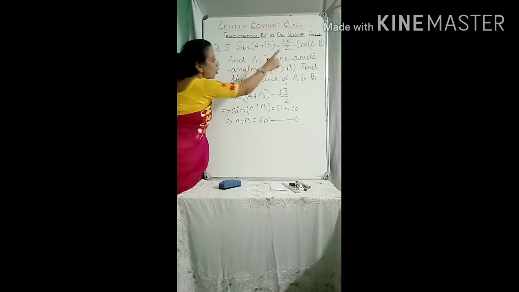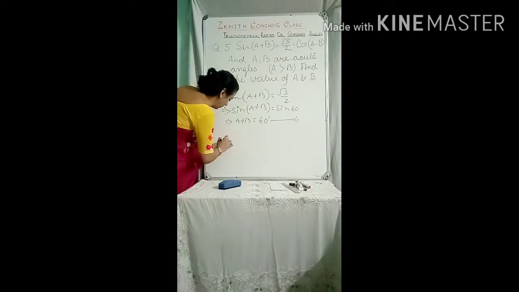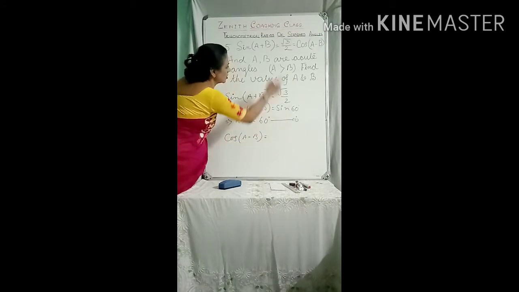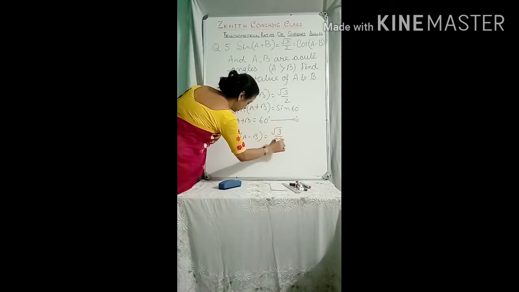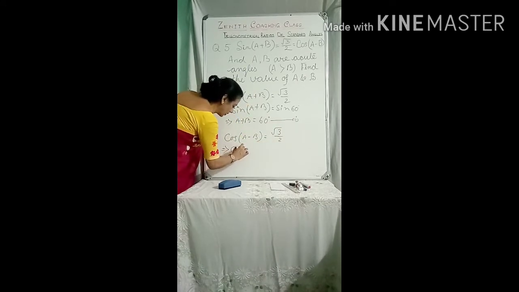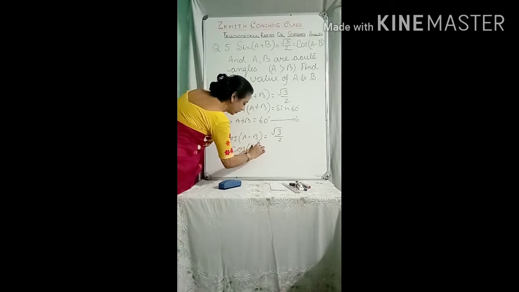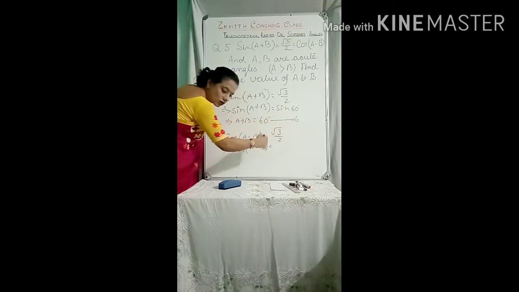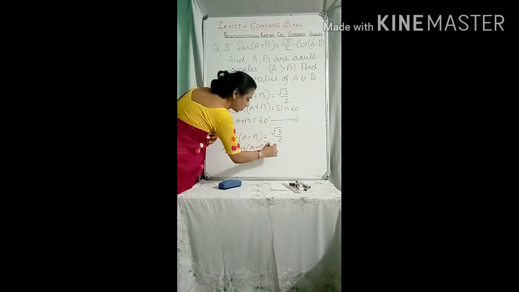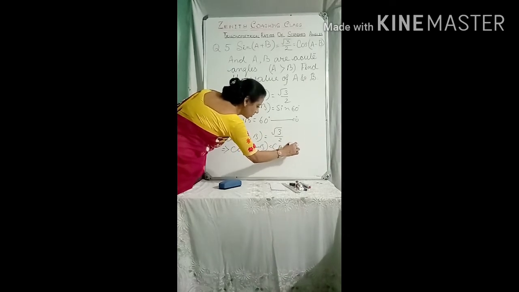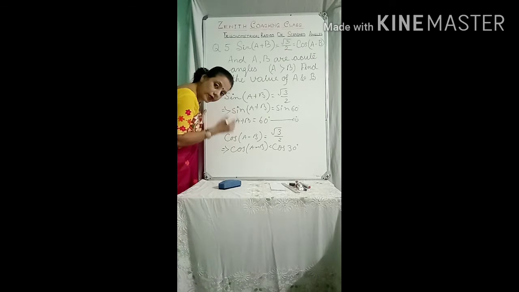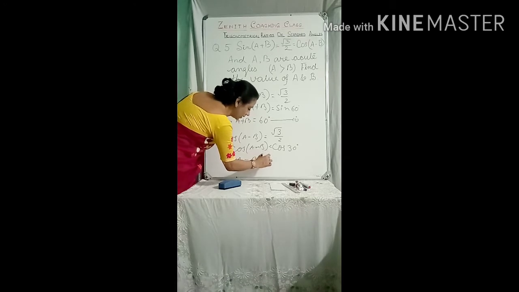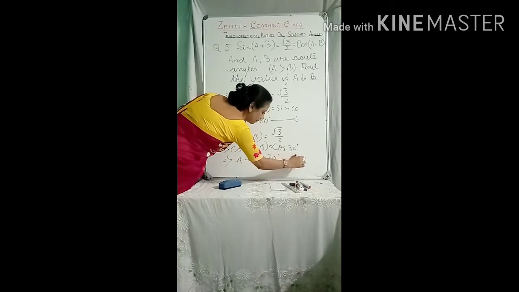Okay. Now cos(A minus B) equals root 3 by 2. So cos(A minus B) is also root 3 by 2. So this implies that cos(A minus B) equals cos 30 degree. What is sin 60 degree? That is cos 30 degree. So here is cos and here is cos, so we can cancel this. So A minus B equals 30 degree. That is equation number 2.